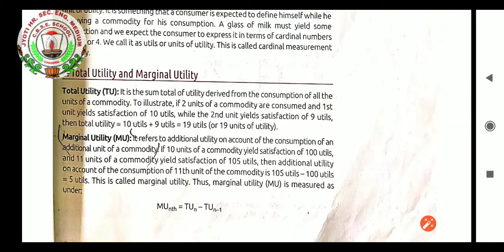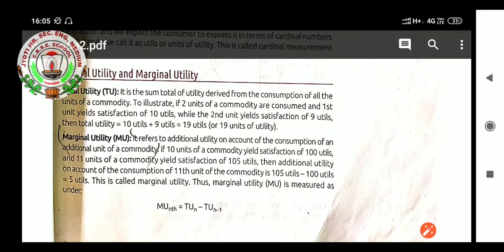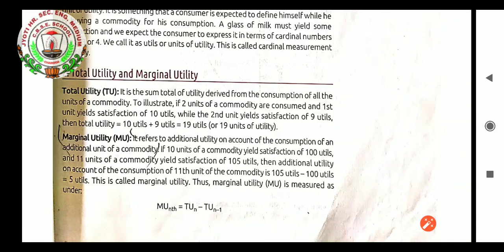Total utility and marginal utility. TU, total utility, is the sum total of utility derived from the consumption of all the units of a commodity. To illustrate, if 2 units of a commodity are consumed and the first unit yields satisfaction of 10 utils, while the second unit yields satisfaction of 9 utils, then total utility equals 10 utils plus 9 utils, equals 19 utils. Here you may have a doubt about what a util is. We are just measuring the satisfaction level of a consumer with the income they have. So total utility is the sum total of utility derived from the consumption of all the units of a commodity.